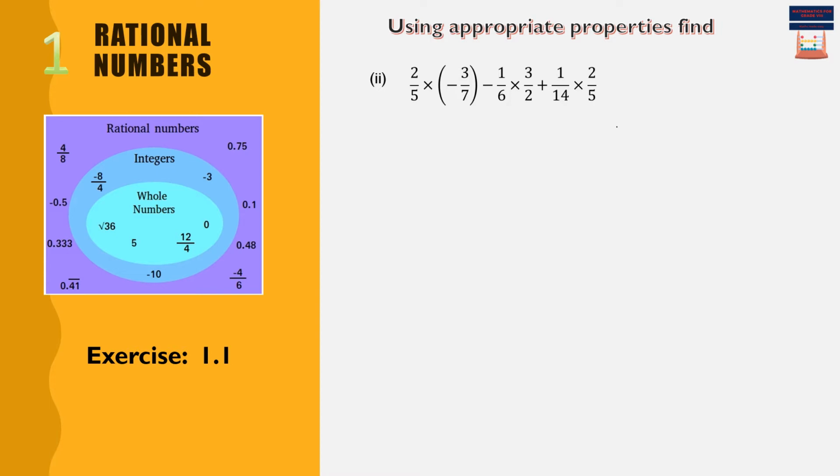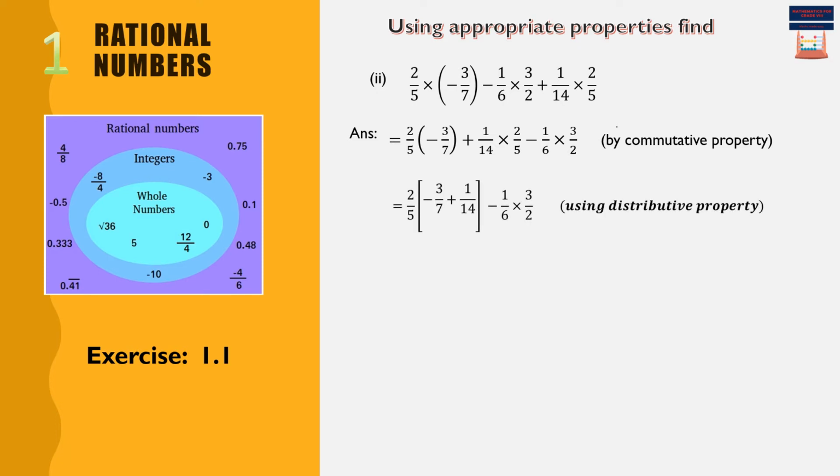First, we need to regroup these numbers using the commutative property. So we get here 2/5 × (-3/7) + 1/14 × 2/5 - 1/6 × 3/2.